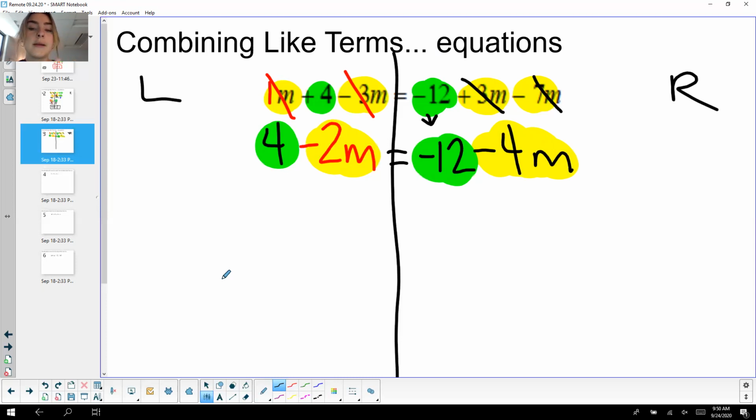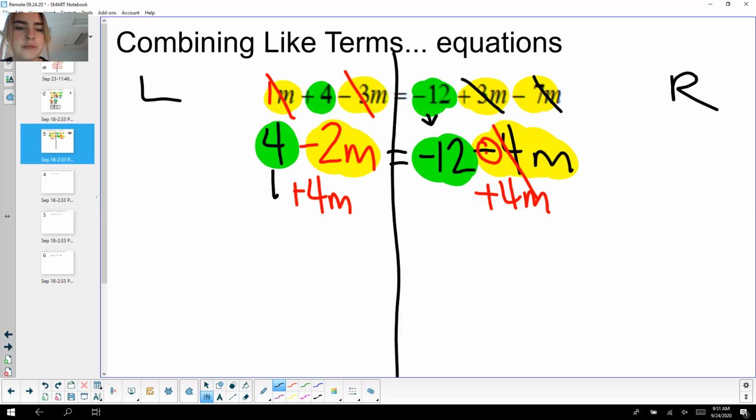Step one, I'm going to look at my variable terms. So if I'm looking at negative 2m and negative 4m, which one is smaller? That's what I want you guys to think. So negative 4m is smaller than negative 2m. Again, think about when you're comparing negative numbers, which one is further from 0? So negative 4 is smaller. So I'm going to add 4m to both sides. Again, I'm adding it because a negative 4m and a positive 4m are going to cancel. I'm trying to move it to the left side.